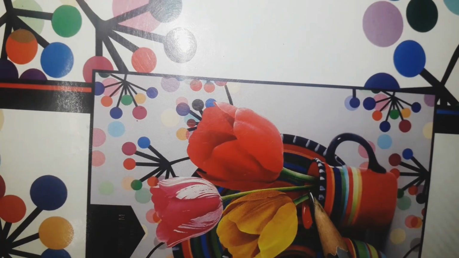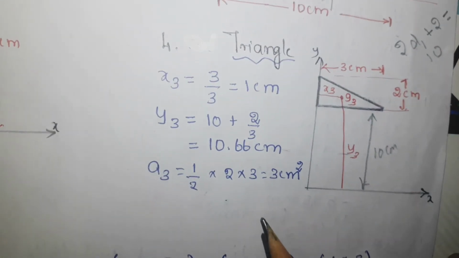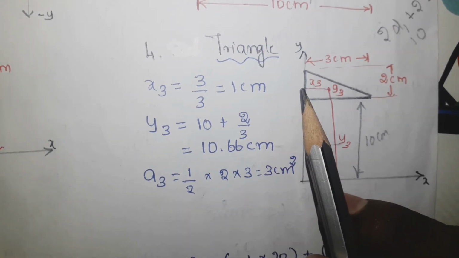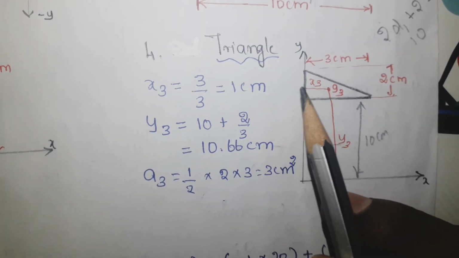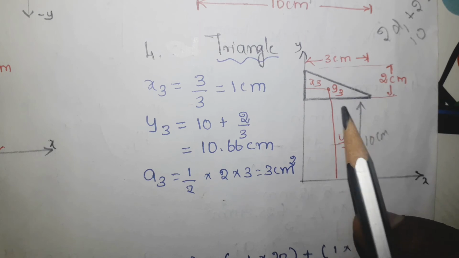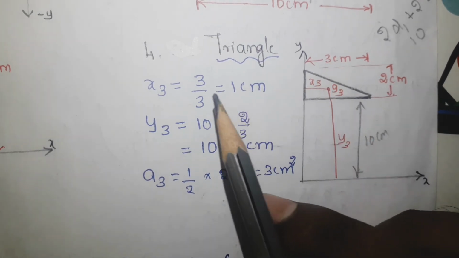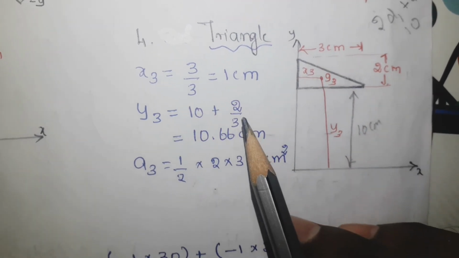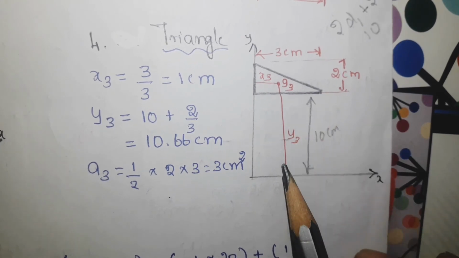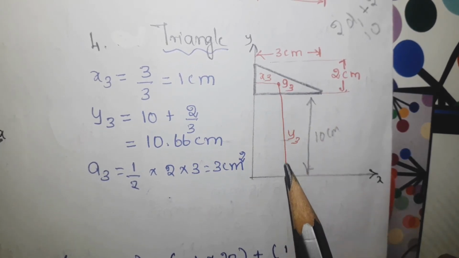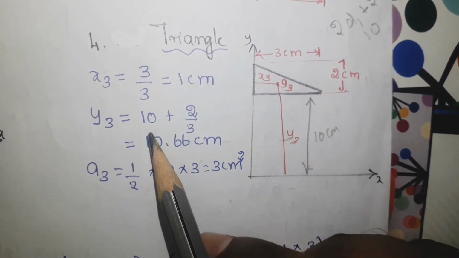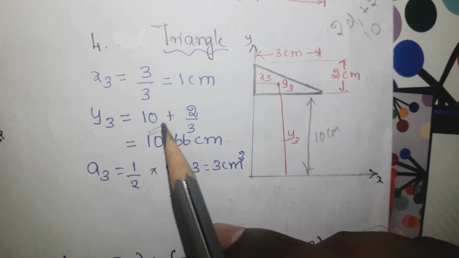Now you see here a line end. So x3 equal to b by 3, where b is nothing but length of this one, it is 3 centimeter. So 3 by 3, which is equal to 1 centimeter. Then y3, from this end to this end, from here to here it is 10 centimeter. You have to add that one. This is the 10 centimeter you have to add.